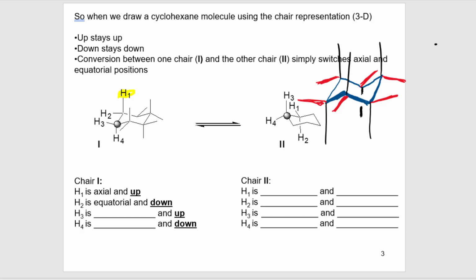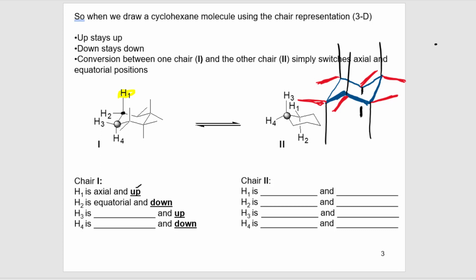Now look at H1. H1 is axial, it's going straight up, and so it's got the up designation. And the up and down is always relative to the other group on the same carbon. So H1 is on the carbon in the back, and it's shared with H2, right? H2 is also on the same carbon. Which one is up and which one is down? Well, I think it's easiest to just assign the axial one. Axials are easy to assign.